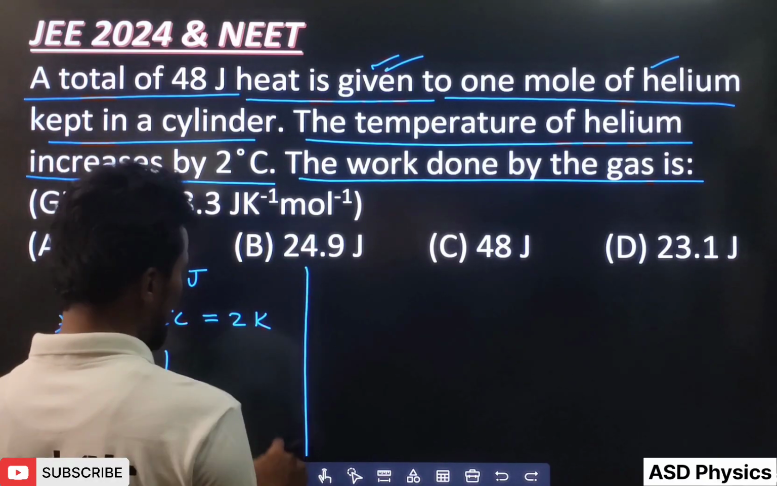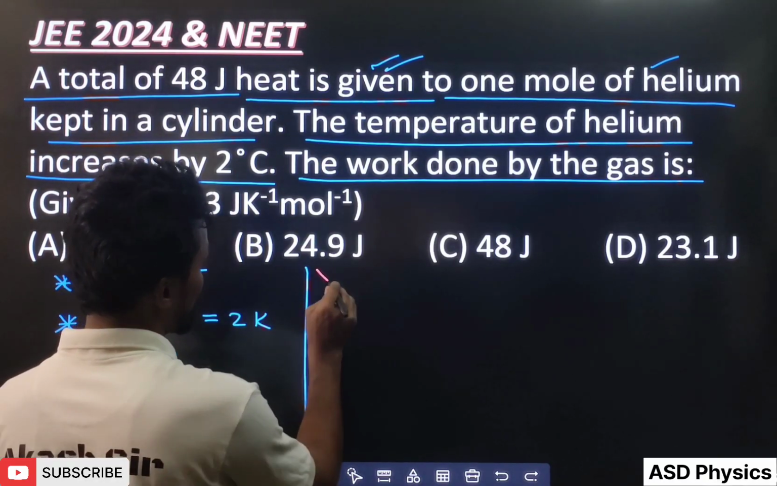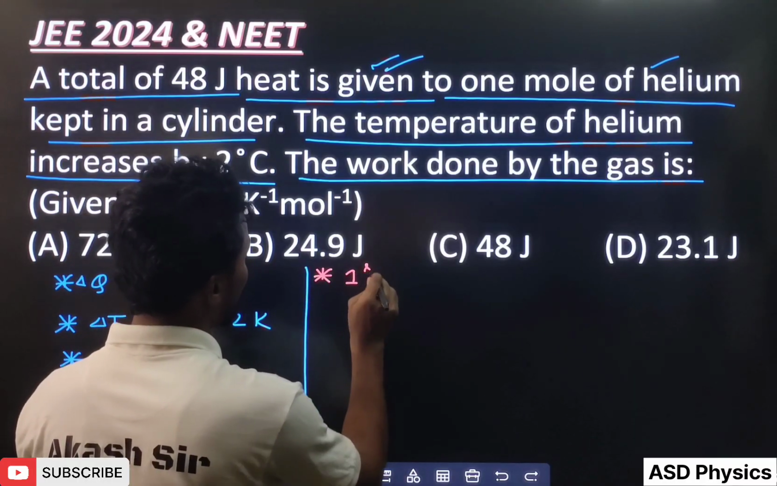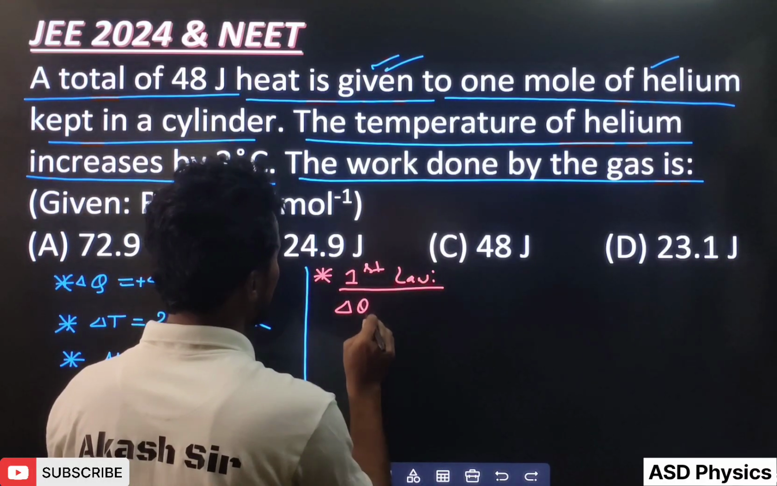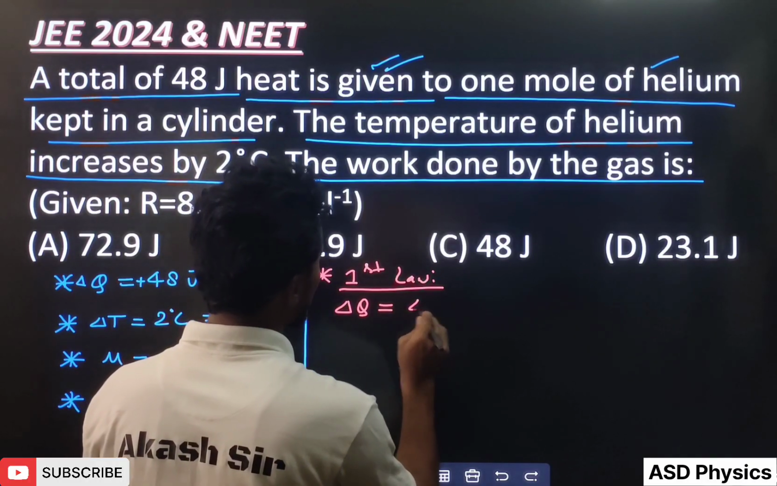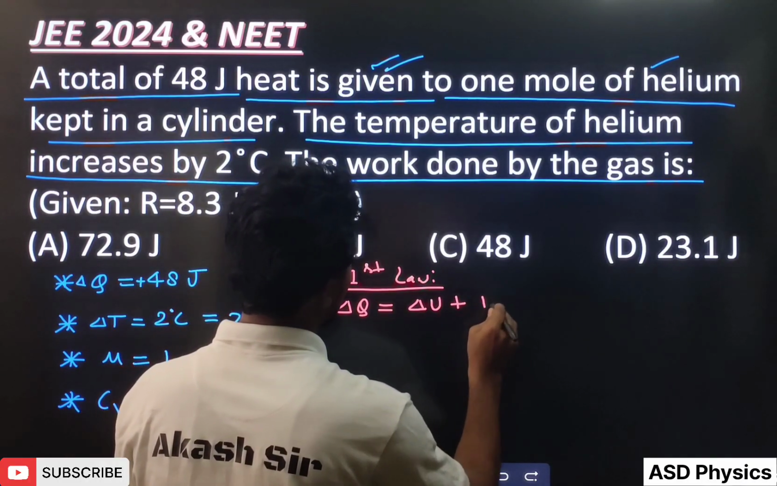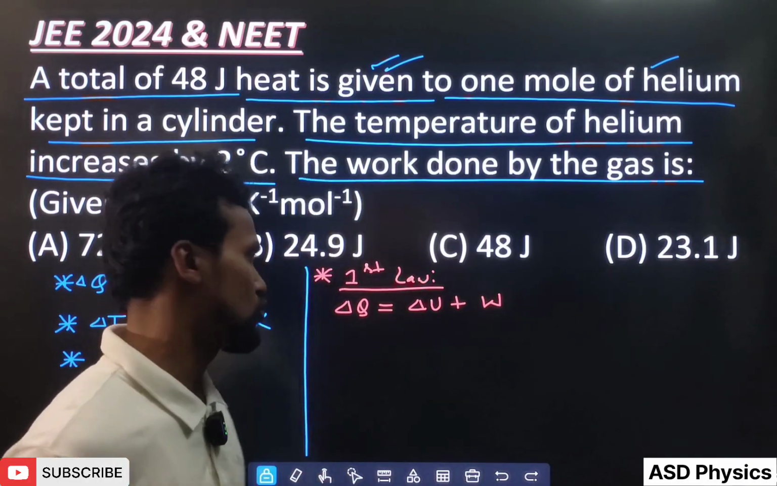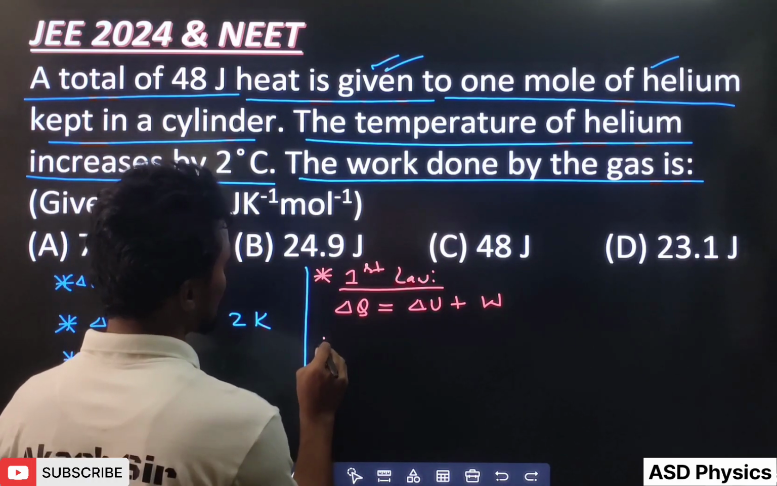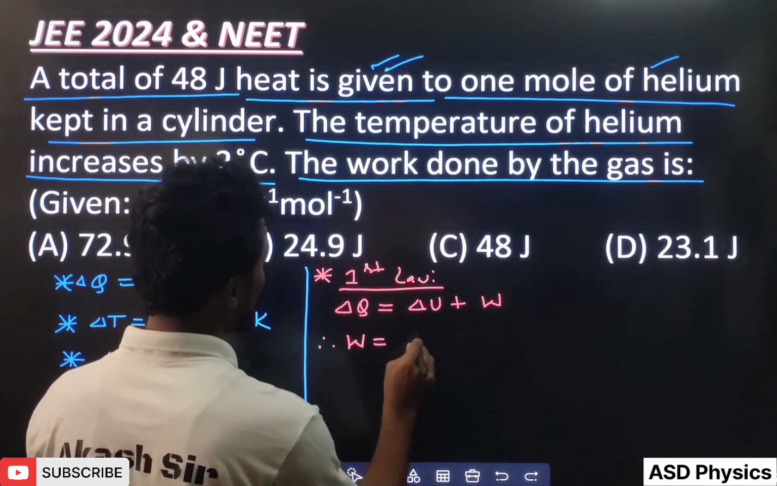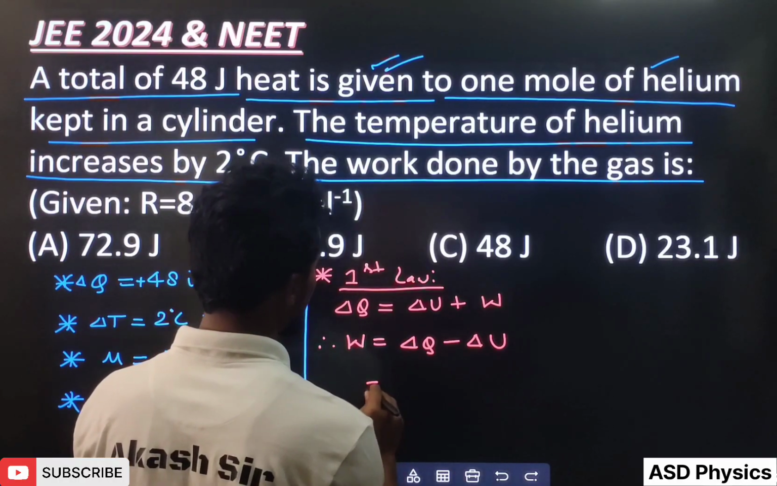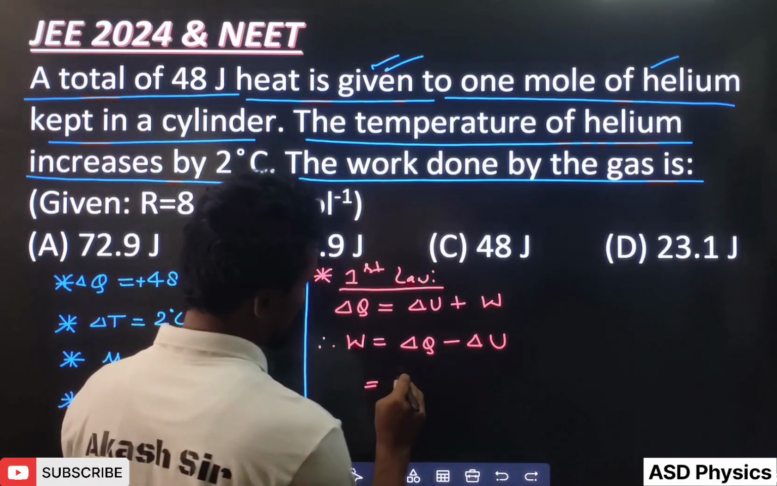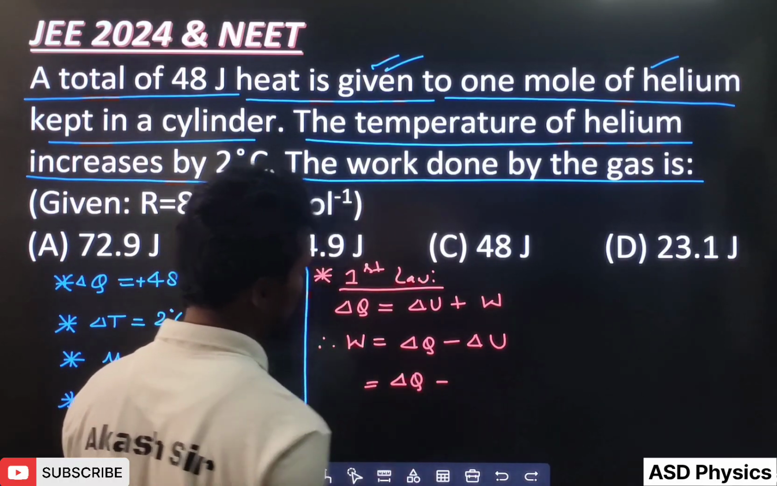So students, remember that from the first law of thermodynamics. Which law? The first law of thermodynamics tells that delta Q equals delta U plus W. Delta W also you can write, no problem. So in this situation, W is given by delta Q minus delta U.